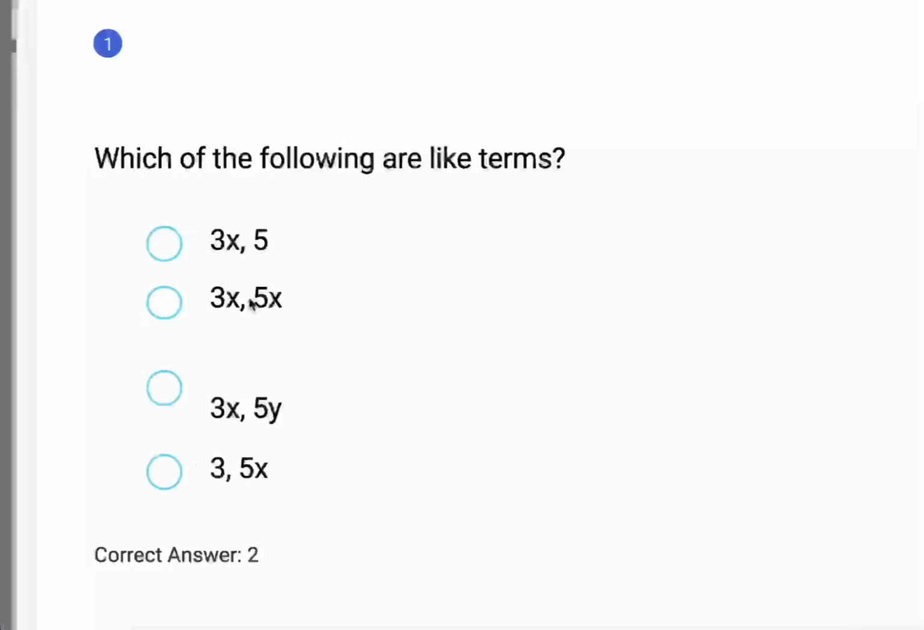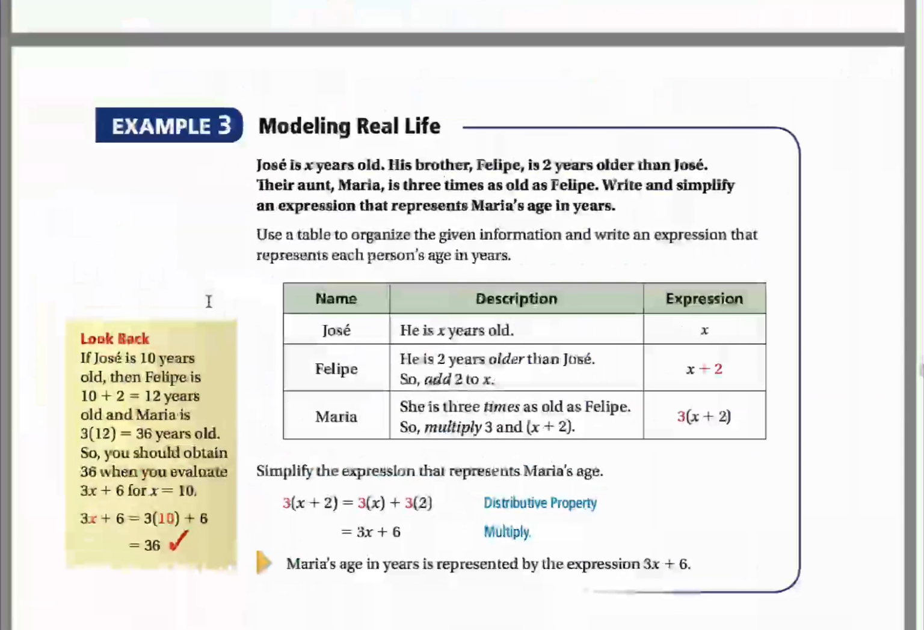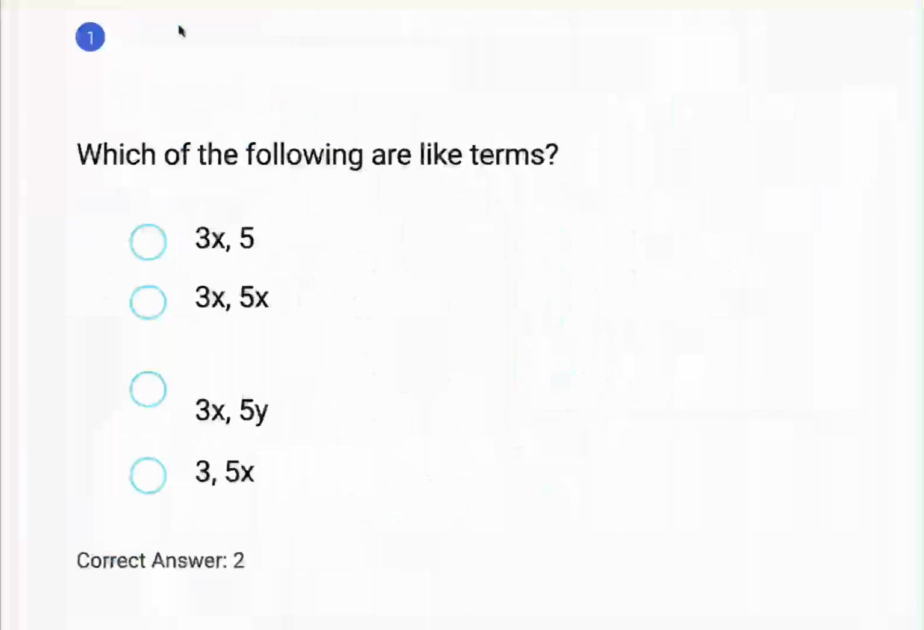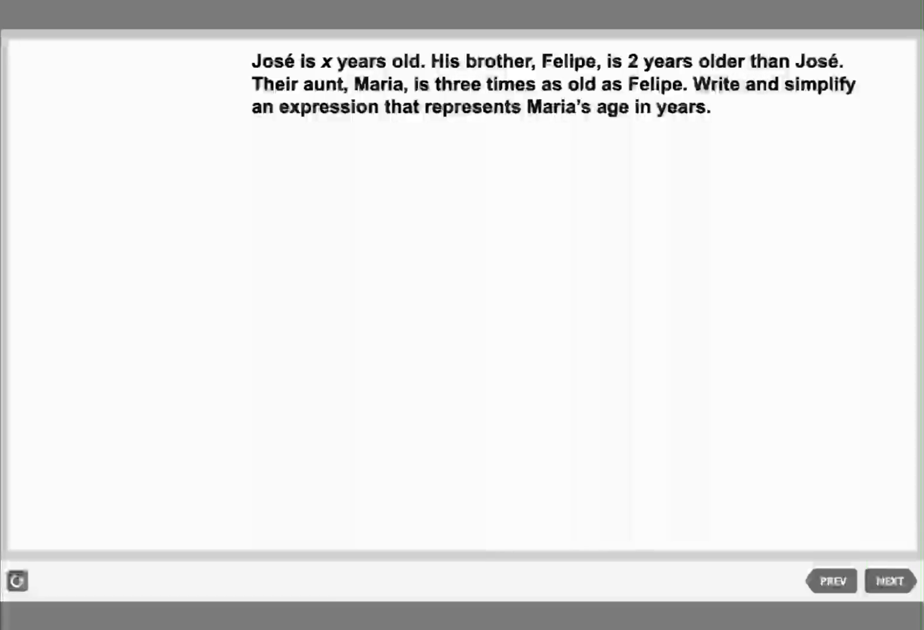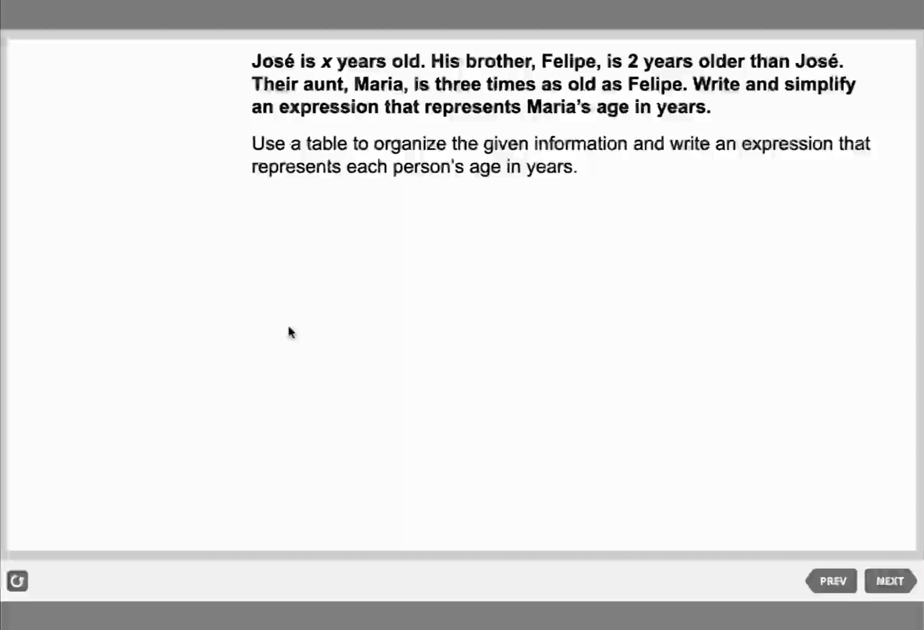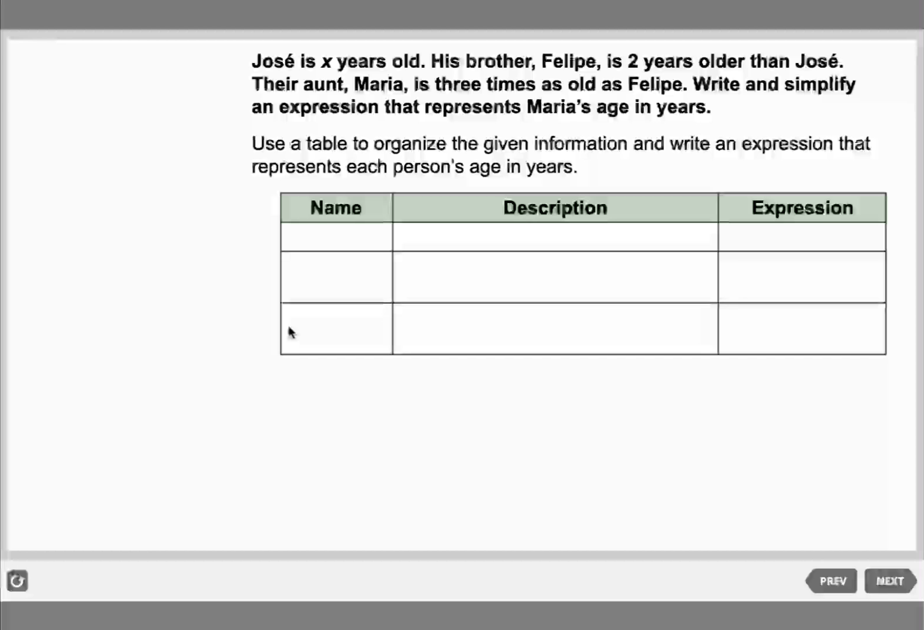Okay? For this question, I will use this page. Jose is x years old. His brother Felipe is 2 years older than Jose. Their aunt Maria is 3 times as old as Felipe. Write and simplify an expression that represents Maria's age in years. So to start, we need to organize the given information and write an expression that represents each person's age in years. For this, I will use a table.